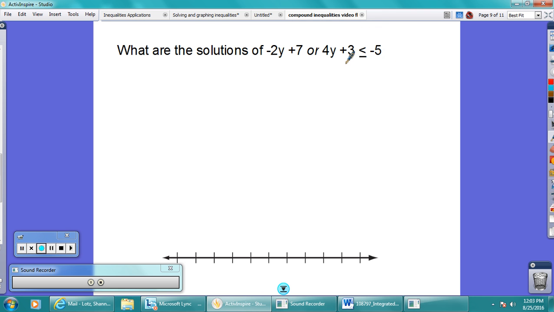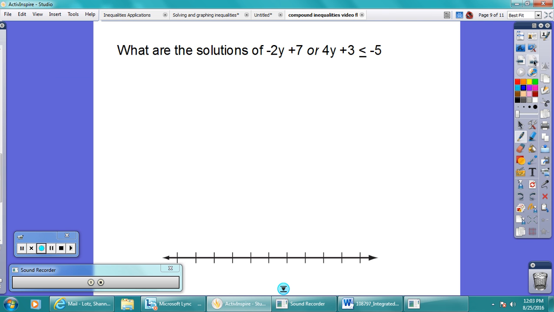Oh, wait a minute. This one's a mistake. Negative 2y plus 7. This is a boo-boo. So we're going to skip this one. It's missing the inequality sign on the left. So go ahead and skip this.